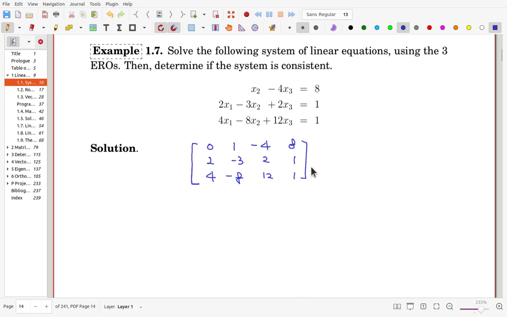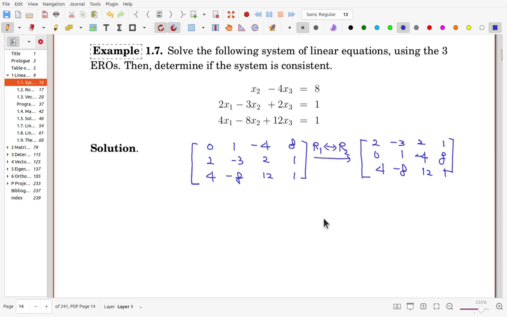From here now we'll apply elementary row operations. First, the 0 is not convenient, so we move this row to the top. Then there is 2, minus 3, so we apply an interchange: minus 3, 2 and 1, and 0, 1, minus 4 and 8, and 4, minus 8 and 12 and 1. Here we did R1 and R2 interchange.